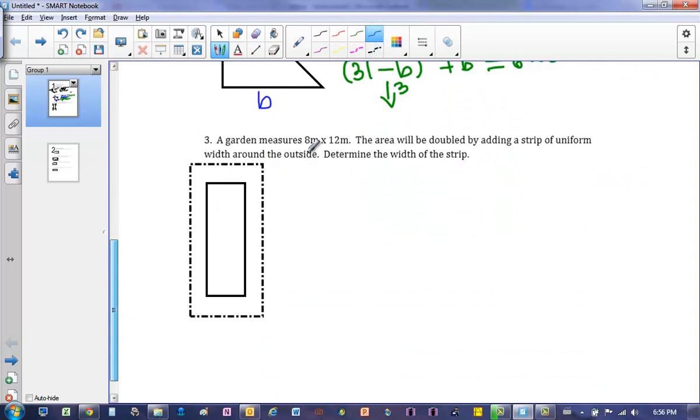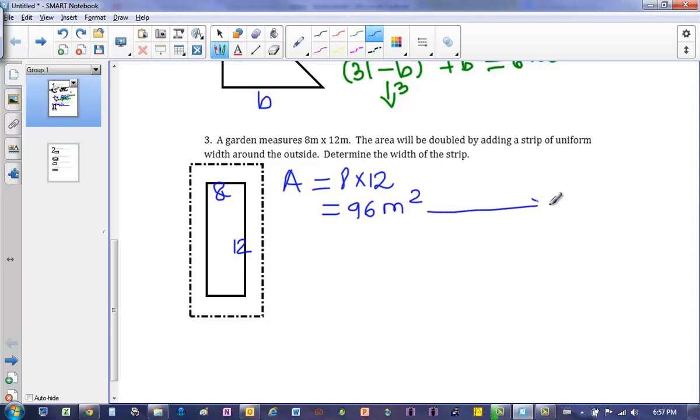Let's look at the third problem. We have a garden that measures 8 by 12 meters, quite a big garden. The area will be doubled by adding a strip of uniform width around the outside. Before anything happened, the area of this garden was 8 times 12. What is 8 times 12? It is 96. Do not forget your units, meters squared.